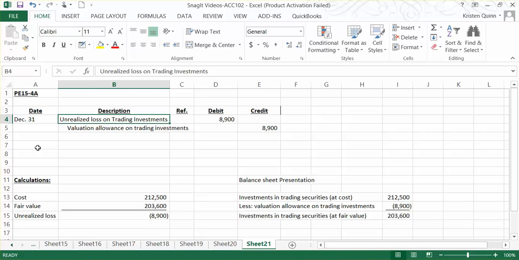The unrealized loss on trading investments would be shown on our income statement. Remember, we're dealing with trading investments, meaning the only type of companies that can hold trading investments are companies that do this for a living, meaning that their business is buying and selling investments. So companies like investment firms, mutual fund companies, and banks. Therefore, the unrealized loss or gain has an impact on their overall income statement.